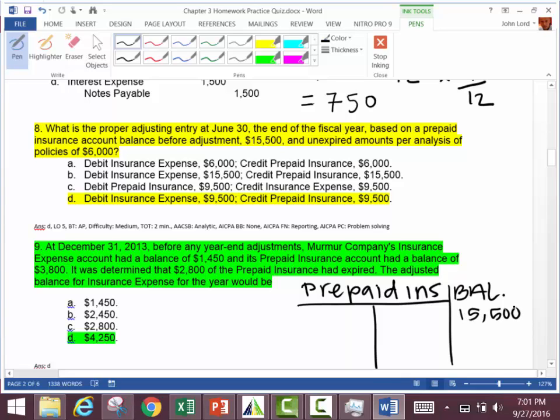Okay, so we've got a balance of what? 15,500. Good. That was the beginning balance. And you want to turn that into an ending balance of what? No, of 9,500. No. I want to turn it into an ending balance. They tell me unexpired amounts of 6,000, right? Okay, so go ahead. Put down that ending balance down there, 6,000. We know where we're going on this. Good. So you want that to be 6,000. What are you going to do to it?